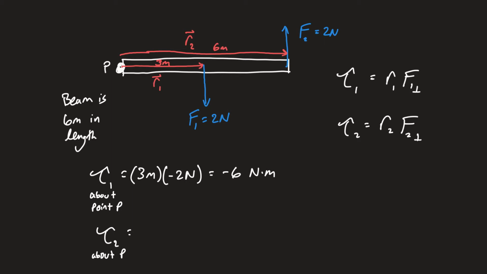So notice, this is really important. Notice how force 2 is twice as far away. Let's see the impact of that mathematically. So we get 6 meters multiplied by positive 2 newtons, and we get positive 12 newton meters of torque, or that would be counterclockwise, and then this, of course, would be clockwise torque.